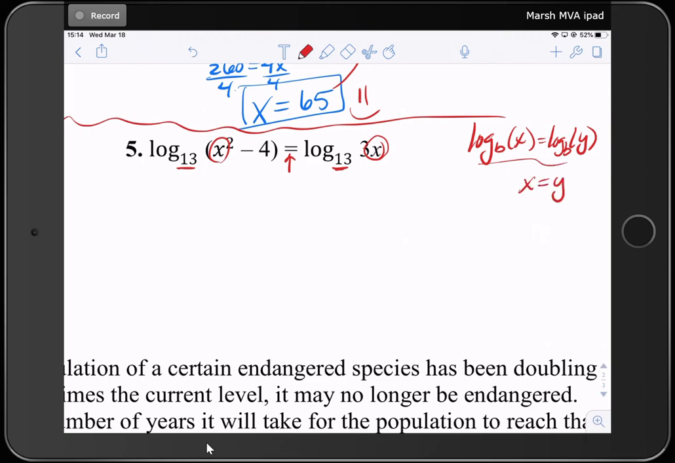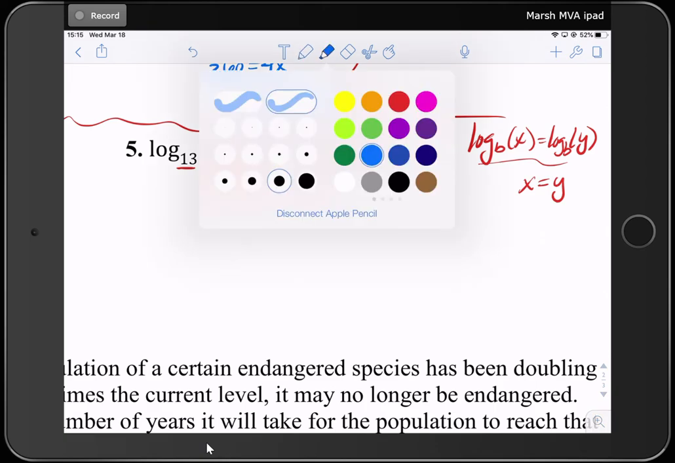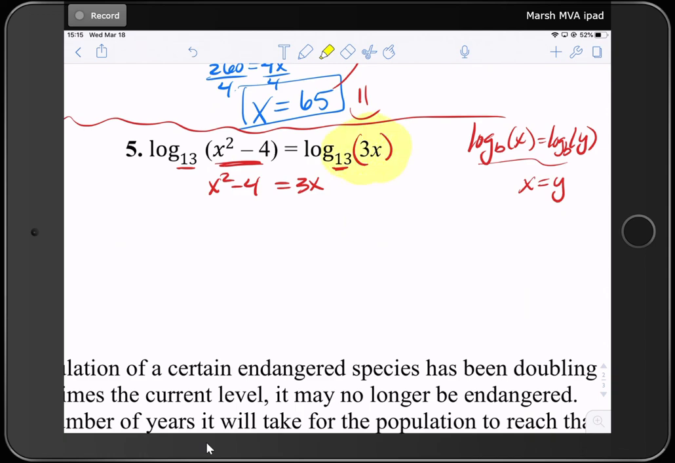So that's what I'm going to do. All I'm going to do is take the arguments and set them equal to each other. So x squared minus 4 then has to be equal to 3x. And notice what I did. I always put parentheses around my argument, even if the printed material isn't there, because I need to see the argument of the logarithm as a group.